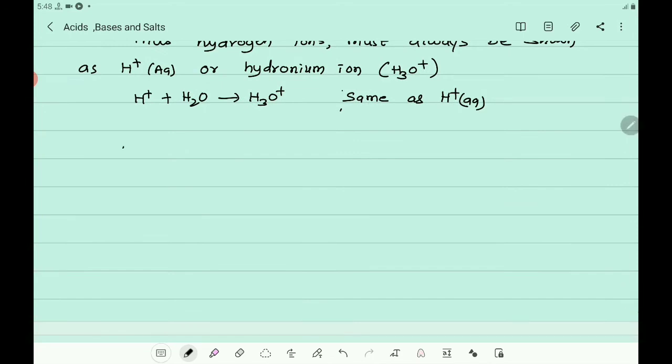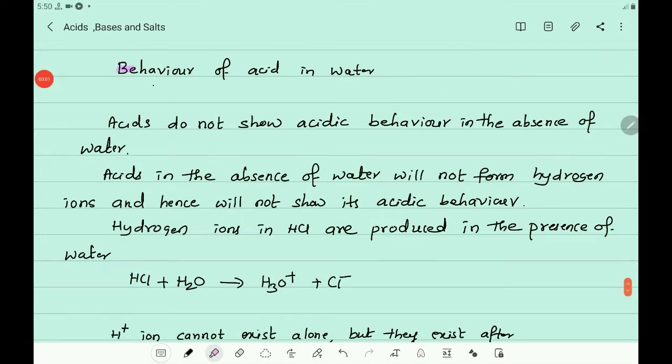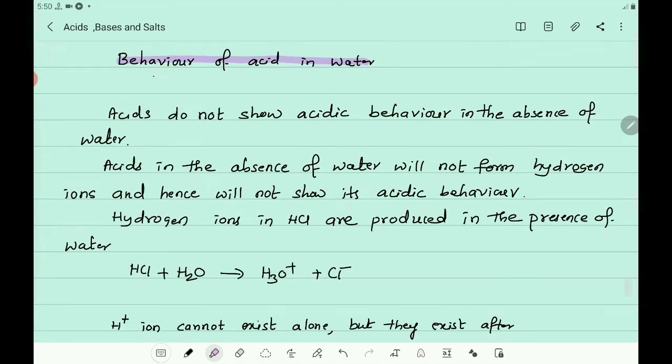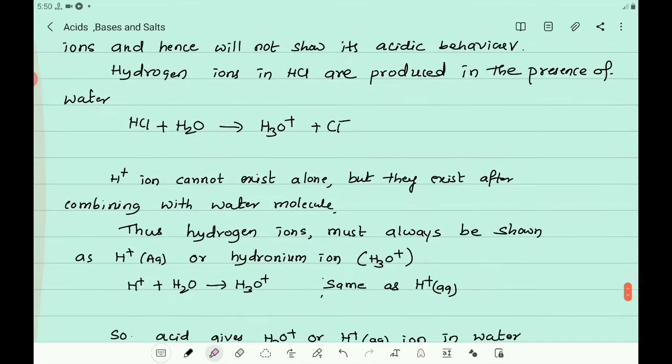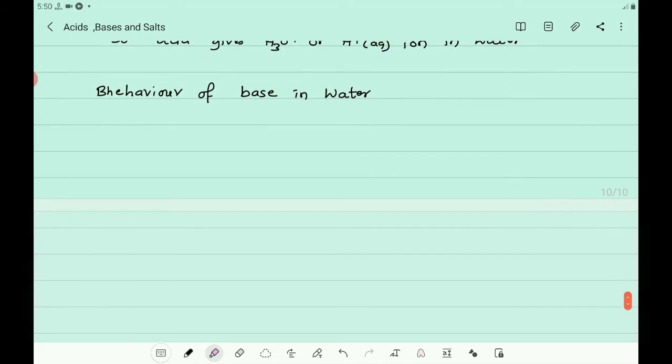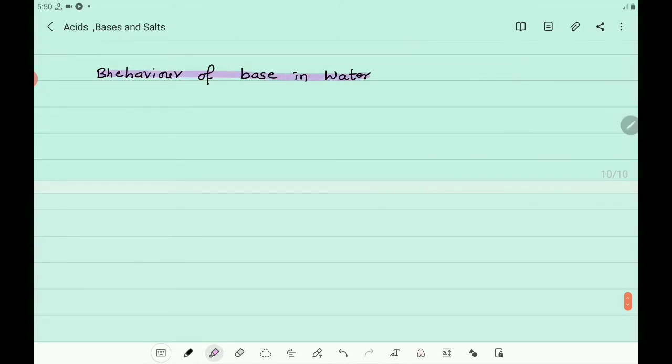So acid gives H3O plus or H plus aqueous ion in water. That is the behavior of acid in water. So acid forms H3O plus ions or H plus aqueous ion in water, which is responsible for the acidic properties of the acid.